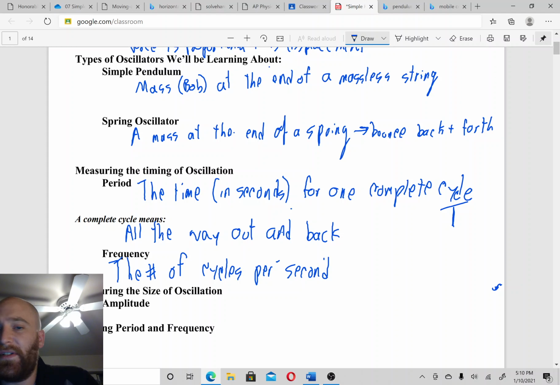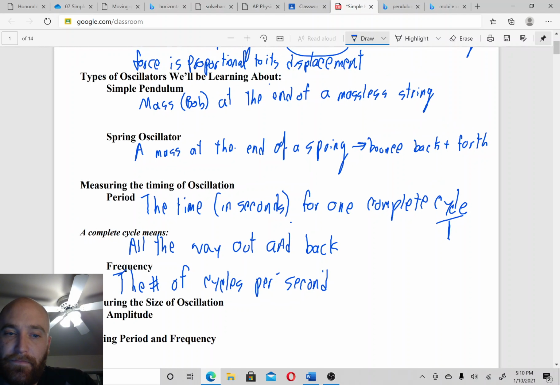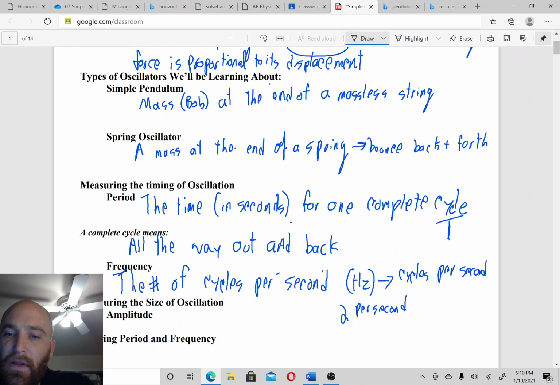Frequency, we use a symbol F for it, and we measure it in hertz. Now, hertz is the number of cycles per second. So let's say something goes back and forth 2 times per second. One way that you could represent that is 2, and then 1 over seconds is the unit for frequency. It's 2 per second. There's no unit on top. It's just 2 per second.